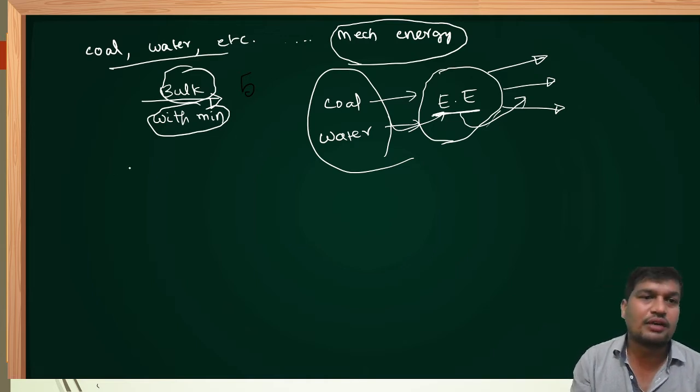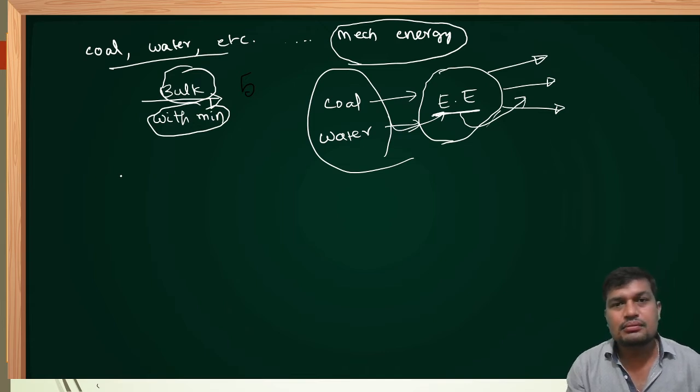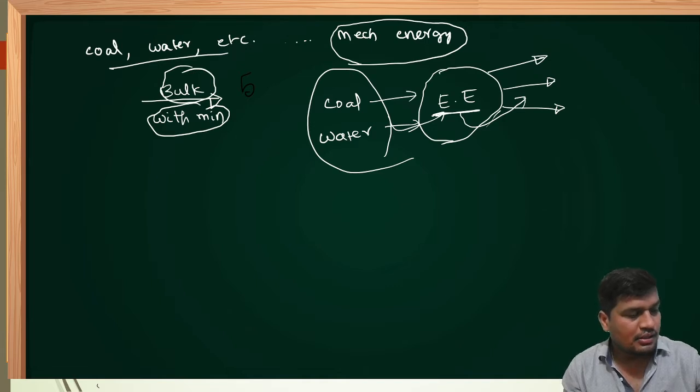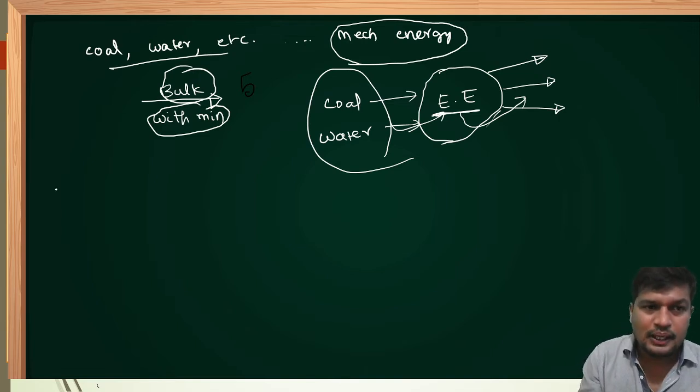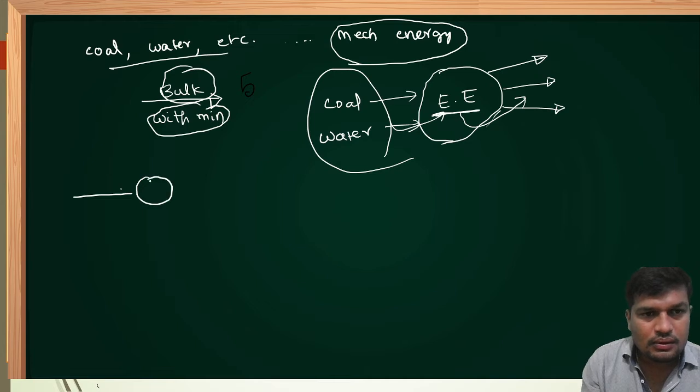Now, you have a question, sir. The available mechanical energy is in the form of mechanical energy. Then, how to convert it into electrical energy? Now, you have a question. For that, we have a simple diagram. The simple diagram is: this is the speed governor. I will explain this later.